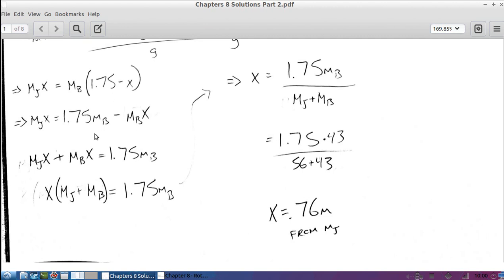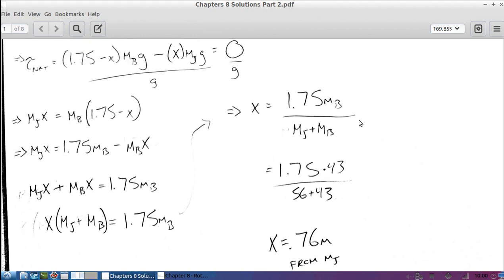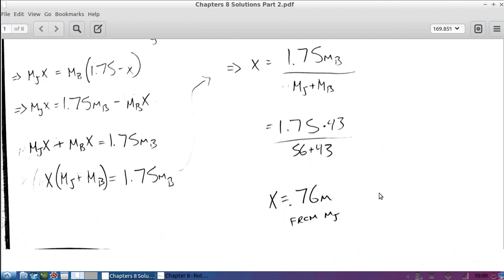I don't want to confuse that with a mass, so factor out the x. I've got the quantity m sub j plus m sub b. Divide both sides by m sub j plus m sub b. I've got a nice expression for x, which is what I'm solving for. Now I'm ready to substitute my masses in. 43 kilograms for Bob, 56 kilograms for John, and I'm ready to calculate. And I get 0.76 meters from John.